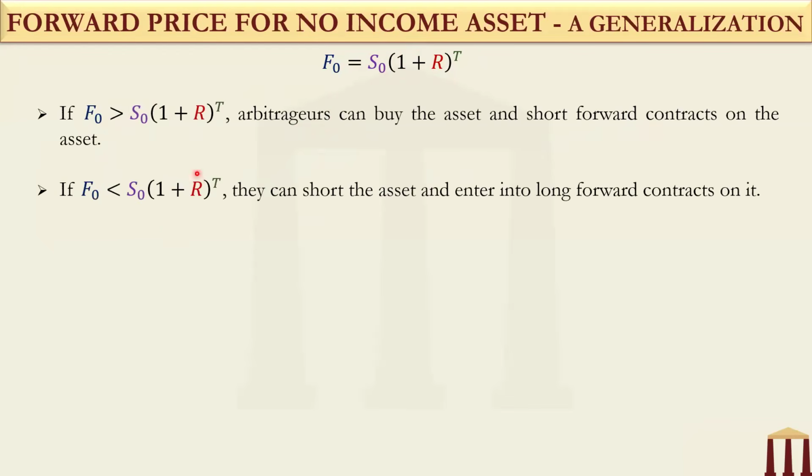And if F naught is less than its theoretical price, then they will short the asset and long the forward. Because if F naught is less than its theoretical price, it means the futures is underpriced. So if futures is underpriced, go long on it, long on forward or futures, whatever you want to. Okay, so go long on it and then go short on the asset.